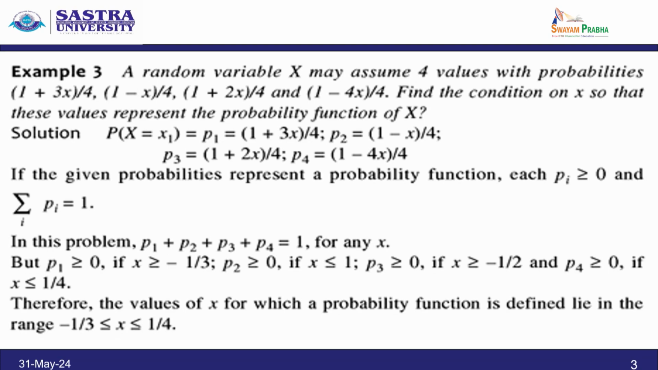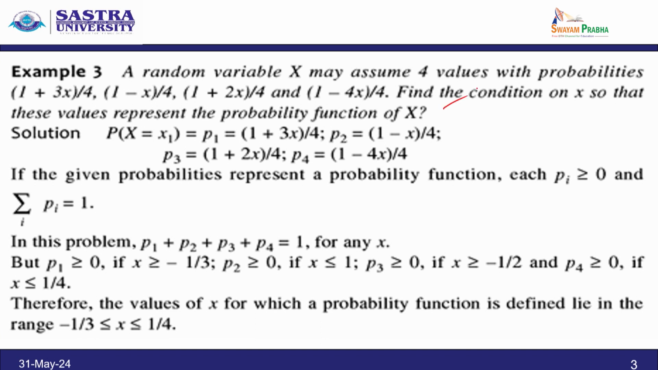Next example, a random variable x may be assumed 4 values with the probabilities 1 plus 3x by 4, 1 minus x by 4, 1 plus 2x by 4, 1 minus 4x by 4. Find the condition on x so that these values represent the probability function of x.